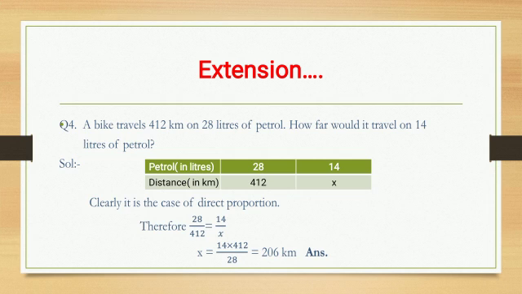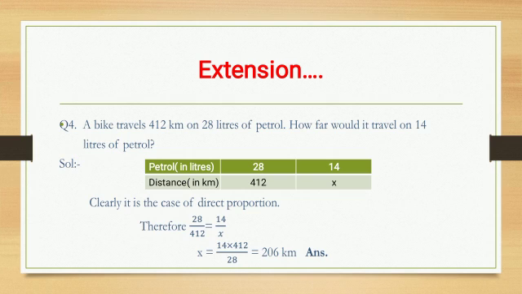You can see here x is in the denominator. We cannot find out the value of any variable in the denominator, so it's very important to move the variable to the numerator. So we will cross it on the left hand side in the numerator. So you will get here x is equal to 14 multiplied by 412 divided by 28. Everything we have shifted according to the rules of transformation. After cancelling the terms, we will get 206 kilometers. Clear? So that is your answer for this question.